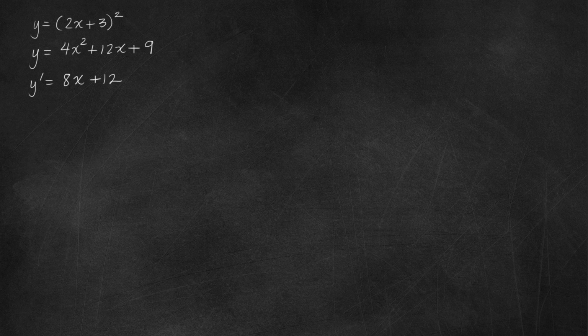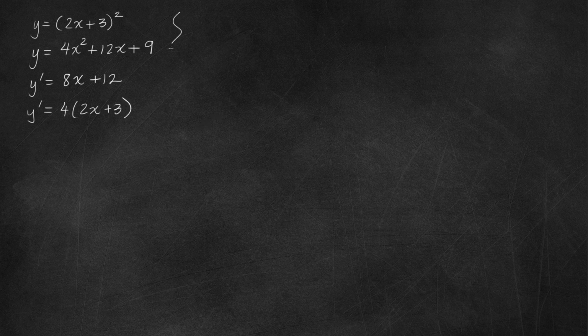Let's consider the example y equals (2x plus 3) squared, and we want to find the derivative of y with respect to x. Well, one option would be to expand this function. So we could write this as y equals 4x squared plus 12x plus 9, and then find the derivative using the power rule. So y prime equals 8x plus 12. And if we wanted to simplify that, we could write y prime equals 4 times (2x plus 3).